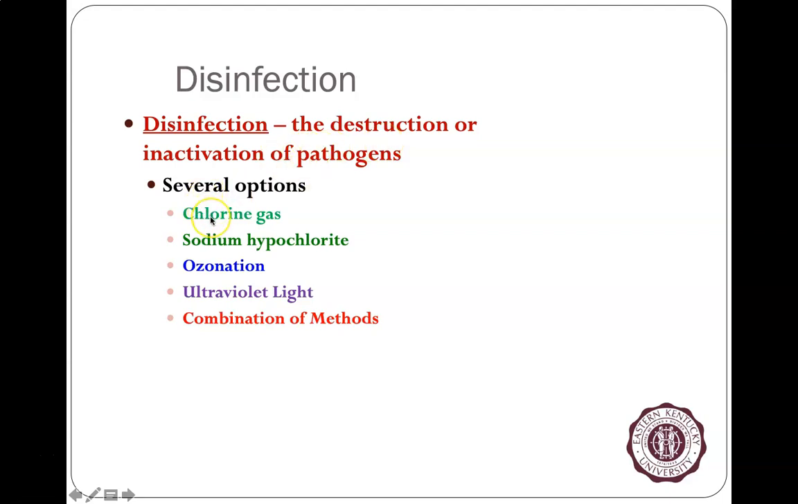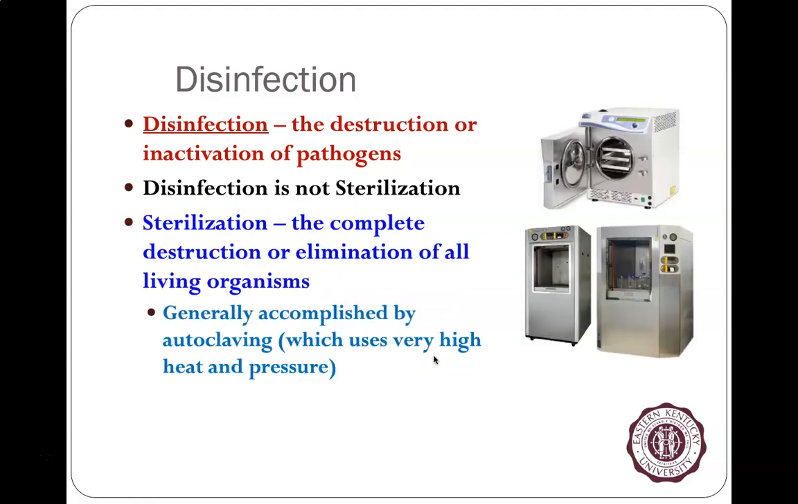The options that are most common are chlorine gas, sodium hypochlorite, also known as bleach, ozonation, ultraviolet light or UV, or some combination of methods. Disinfection is not sterilization. Sterilization would tell you that you have completely destroyed or eliminated all living organisms, and that can be accomplished using something like an autoclave with high heat and pressure. That's not feasible or practical for a water plant. So we are disinfecting the water. We are not sterilizing it.